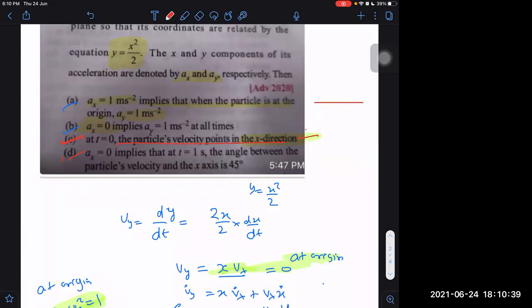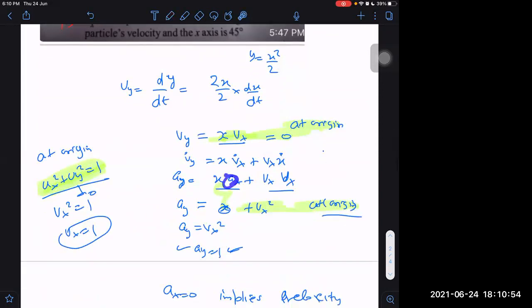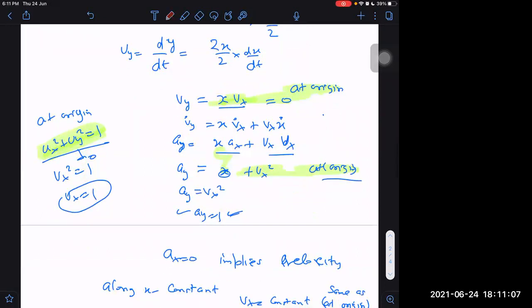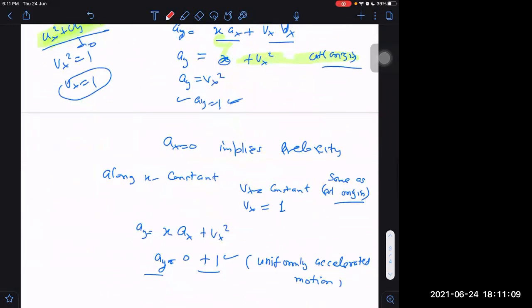Explain option B, sir. Which option? D or B, B for Bombay or D for Delhi? B for Bombay, sir. Ax is equal to 0 implies that Ay equal to 1 meter per second square all the time. Ax equal to 0 doesn't imply it directly. Ax equal to 0 implies one another thing. It implies that Ay is equal to Vx square.